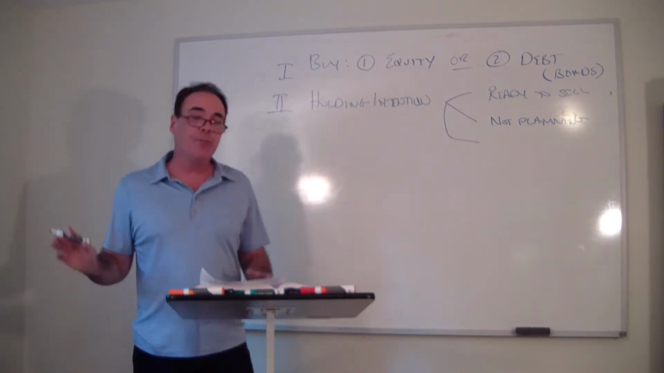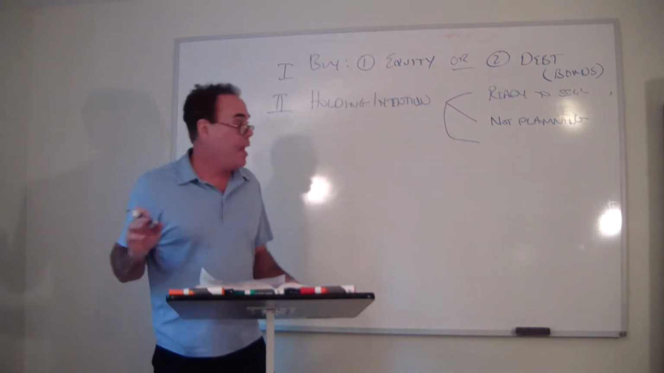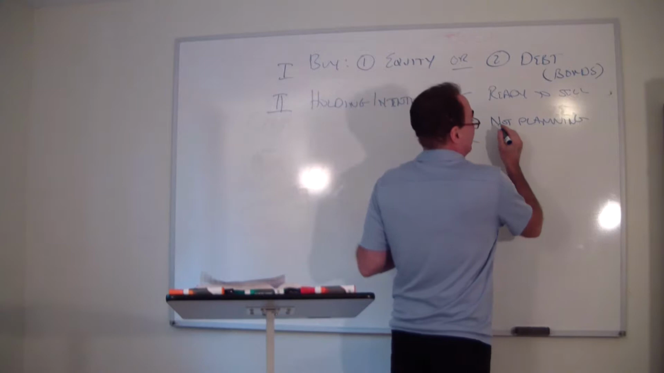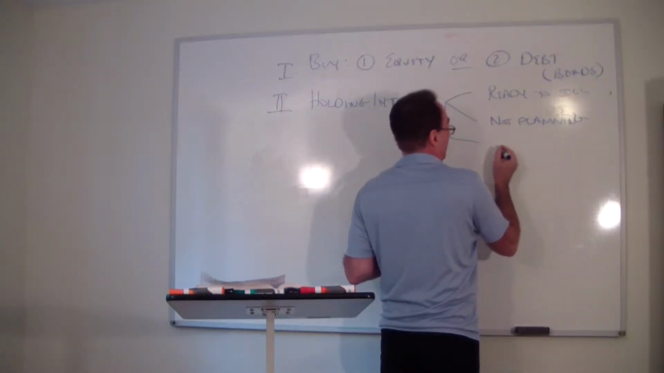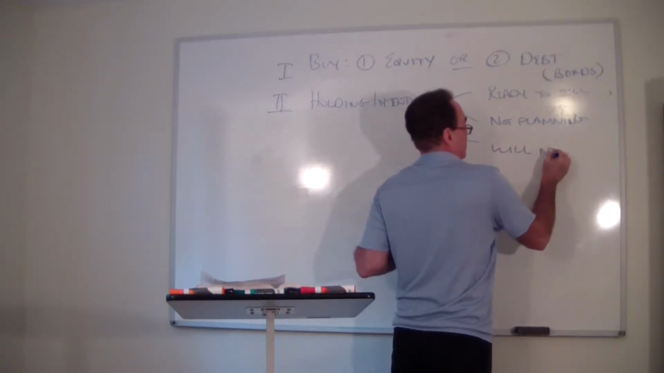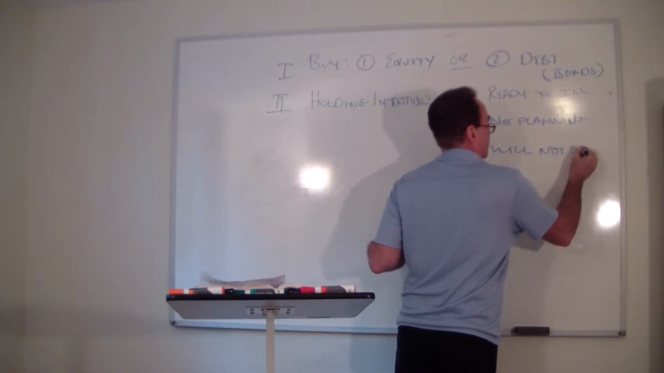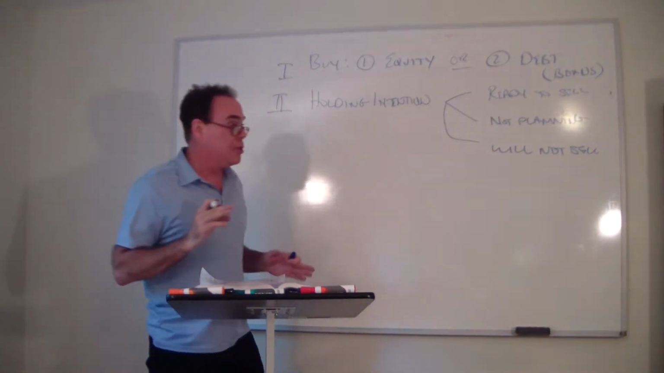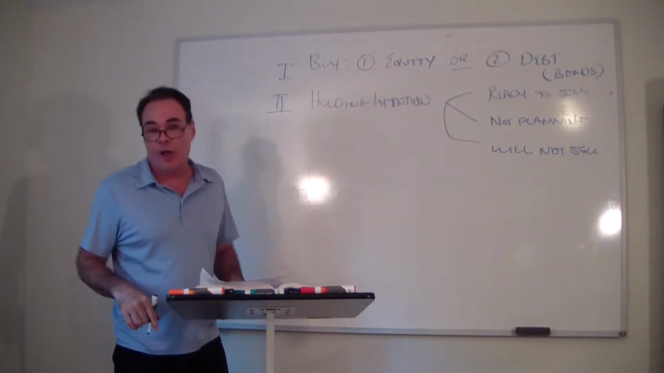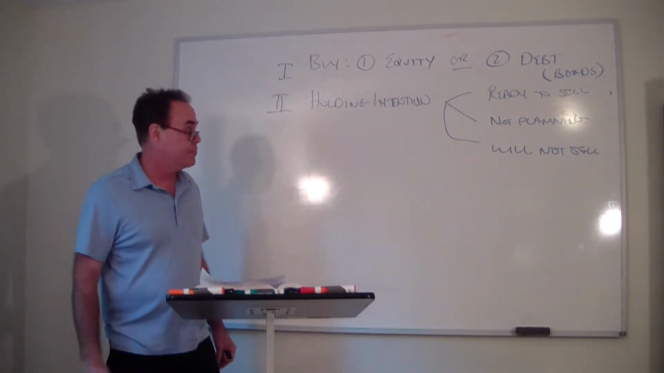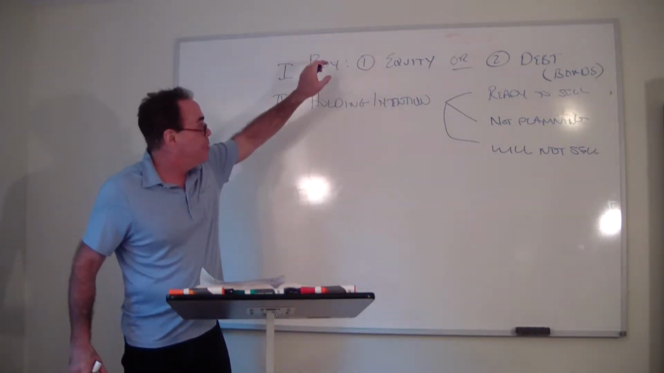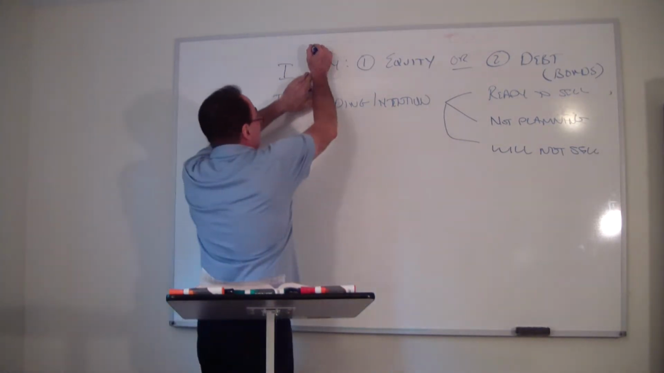But we might, if the price is right, we might. And then there's a third group that are not planning to sell; we will not sell. This might be a little bit of an oversimplification, but it'll serve us well for the way we want to look at things. So we've got the kind, or the type.